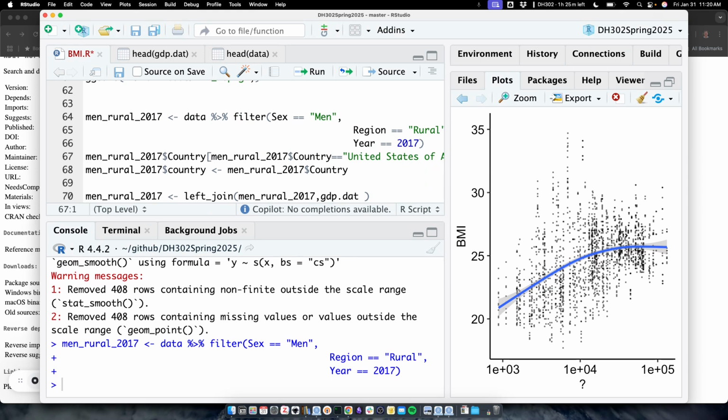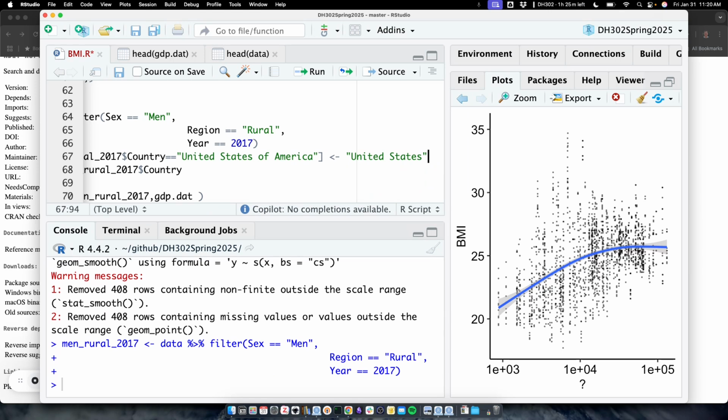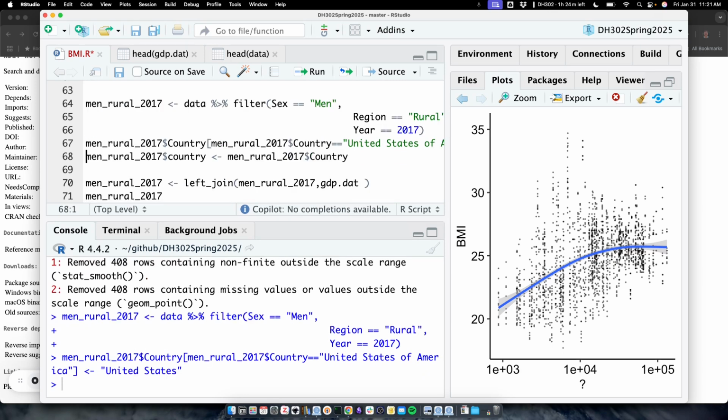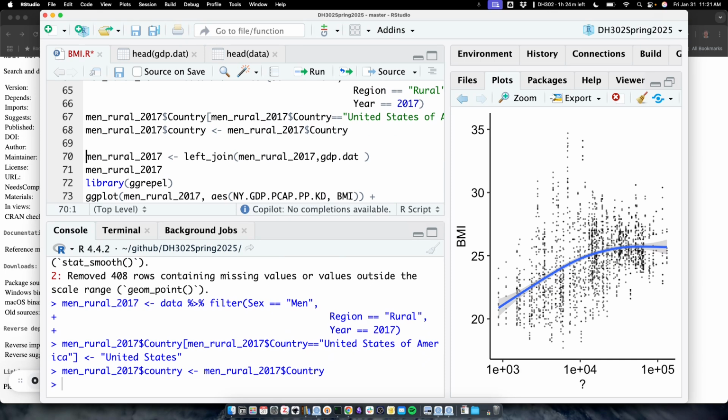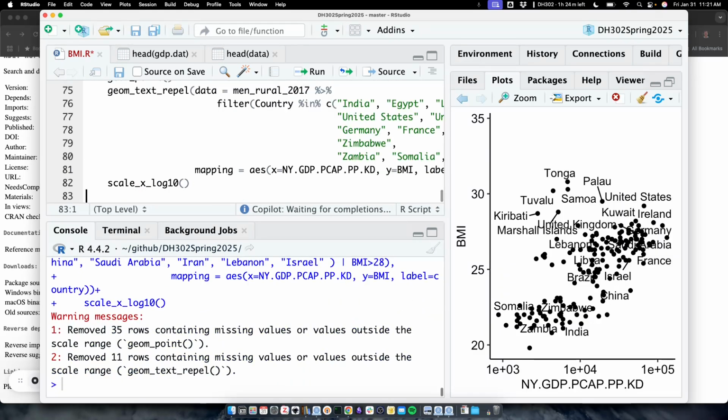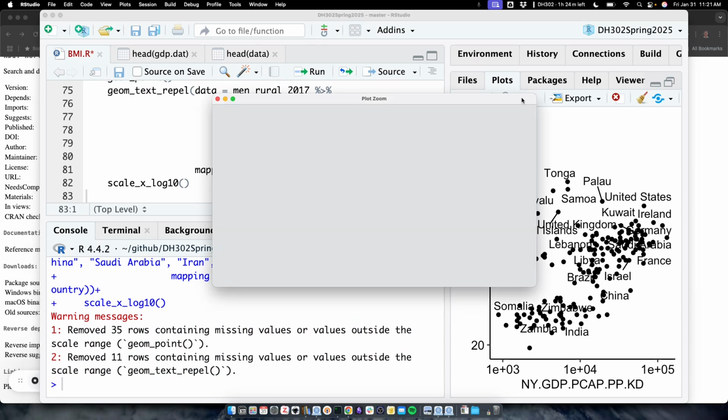Let's make the data very, very clear. So just subset to men, rural, 2017 population. I'm going to do one adjustment. In the BMI data frame, the country is called United States of America. In the GDP data, that same country is called United States. Just for the sake of clarity, I'm going to rename United States of America to United States. I'm going to do the same thing again, and now I'll plot this data.